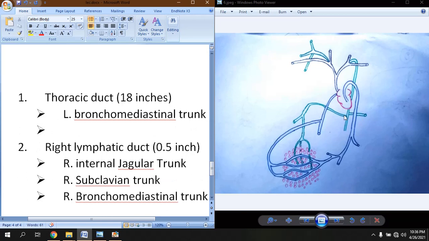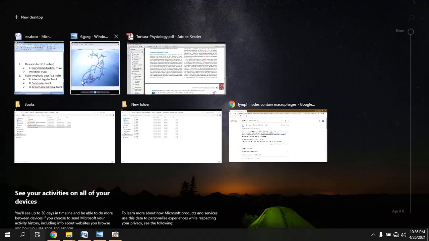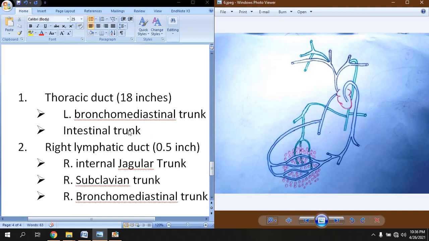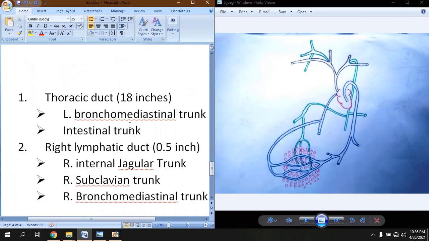The next one, this is the intestinal trunk. This drains the lymph from the intestine, from the intestinal region, from the Peyer's patches. I will show you later in detail. But this drains the lymph from the intestinal region, and this drains the lymph from the left thorax region, left mediastinum and left thorax region.